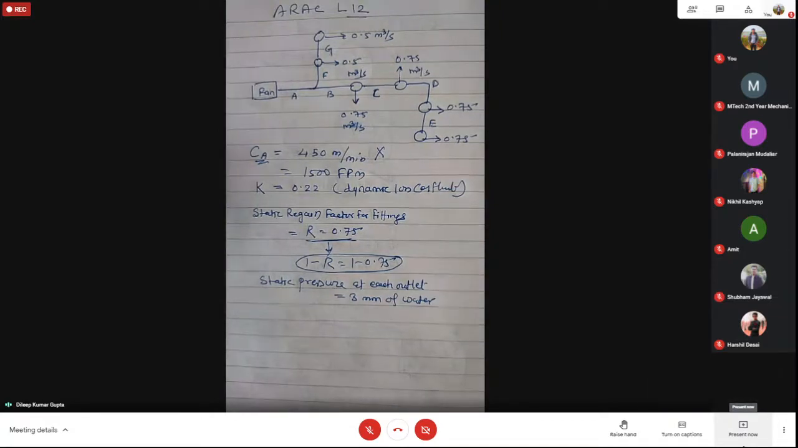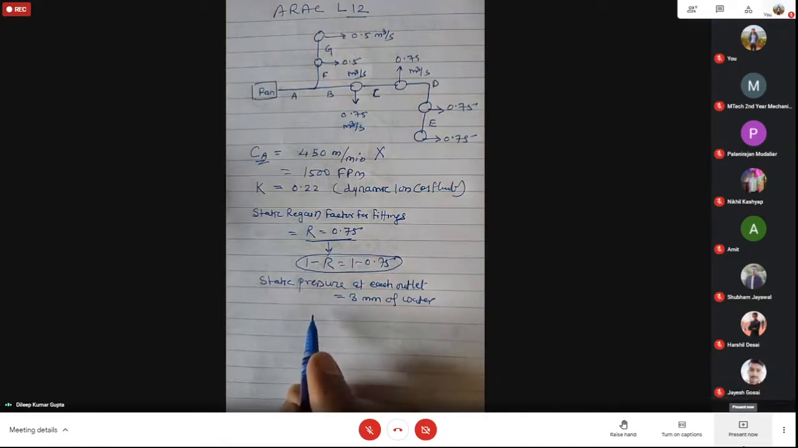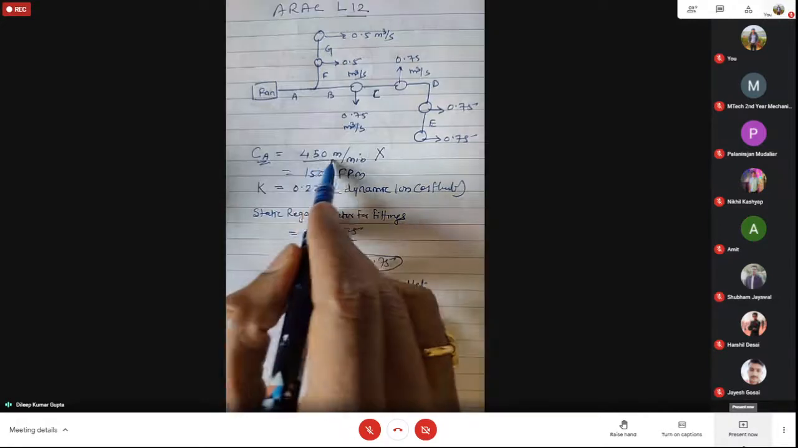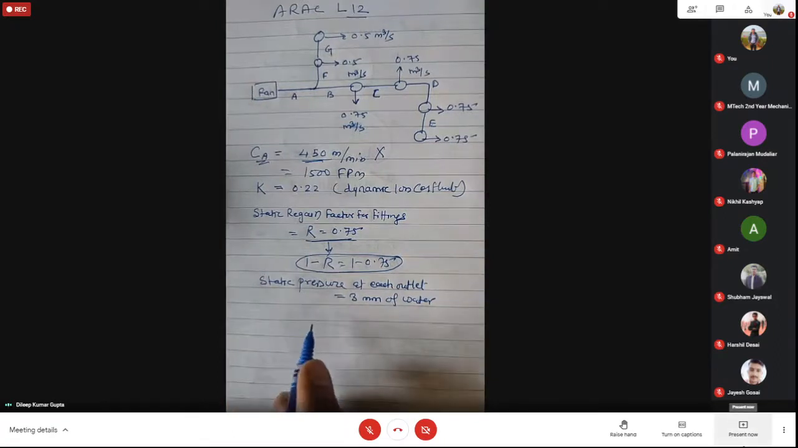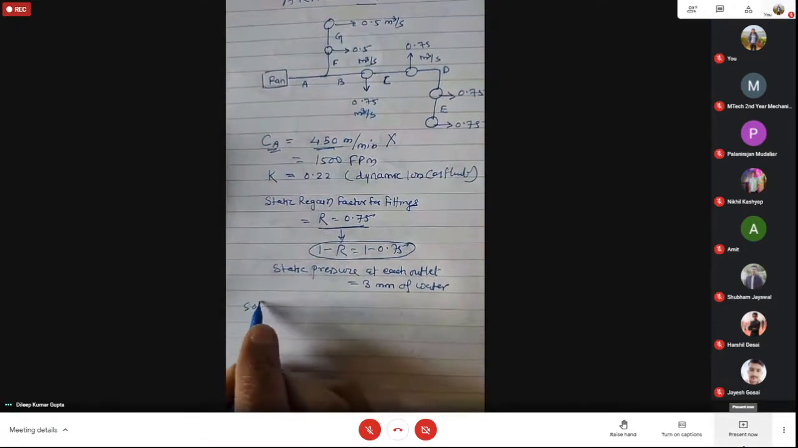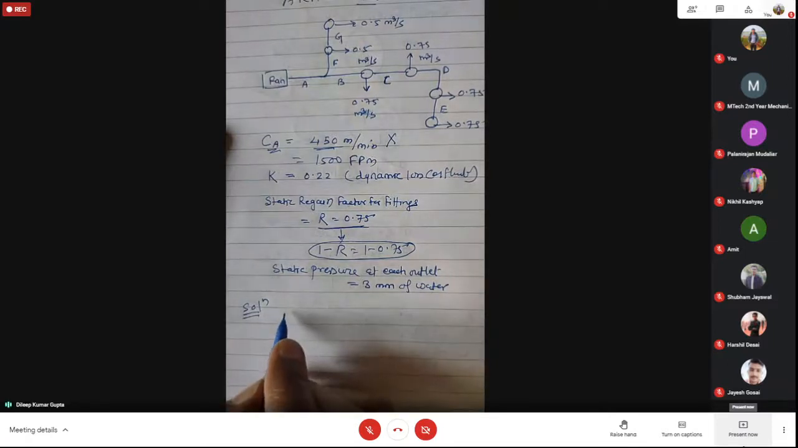Now we'll do the calculation for this. In this condition we are assuming 450 meter per minute. So let us solve this. We'll first find out the diameter, area, and frictional flow rate, also the dynamic pressure. For condition A, let us talk about the main branch.